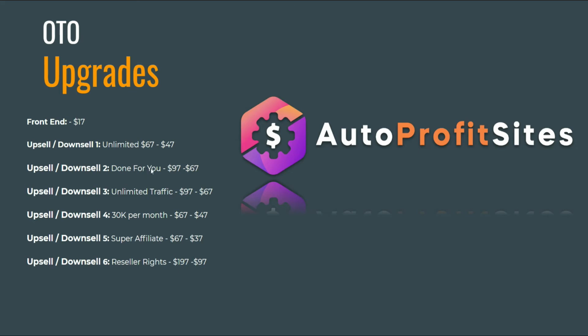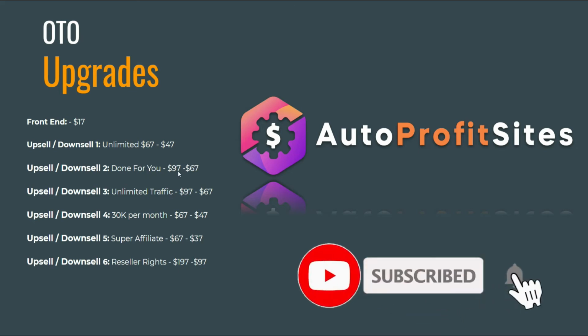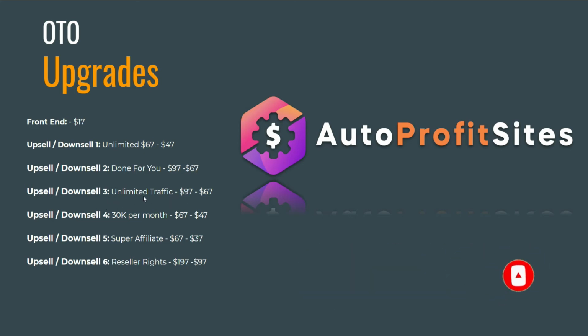So the next one, done for your system, again, it's $97 straight away, but if you decided to keep moving on, it'd be $67. And the same again with the next one, unlimited traffic, which is $97, or the downsell is $67, and upsell 4, $30k per month, obviously whatever that is, I don't really know. So I assume that they're promising you that you can guarantee to make this money. So again, it's $67, and the downsell is $47. But believe me, you will not be making 30k a month with this platform. It'd be almost impossible. And the same thing again, upsell 5, and the same again, another downsell.